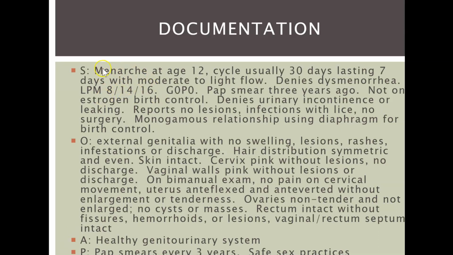Okay, so here's the documentation, and it's basically telling everything. For instance, it's saying gravida zero, para zero, which means they've never been pregnant and never had any children. The last cycle has a date there for it. And then your observations when you're doing the exam are all in here. And so basically, you're saying you want this person to have a pap smear every 3 years, safe sex practices, and a healthy genitourinary practice.